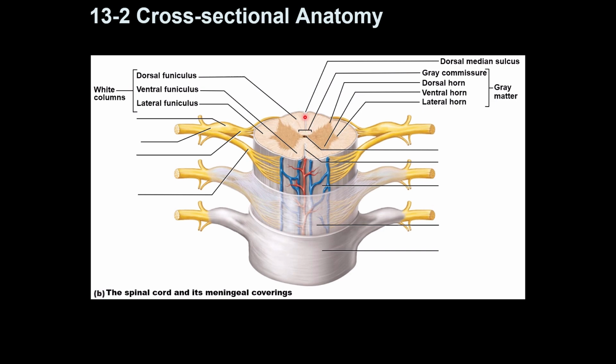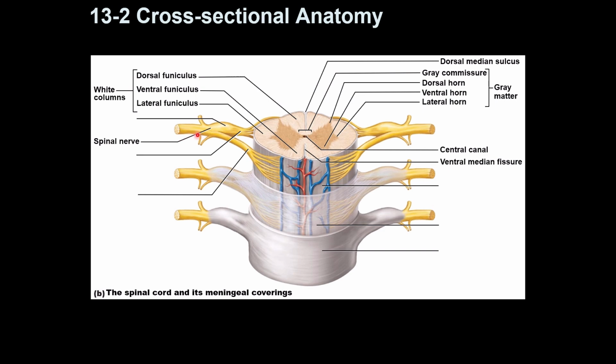This area that you can see is called the dorsal median sulcus. This is a separation of the two sides of the spinal cord, and this is the ventral median fissure. A fissure is a little bit more open than a sulcus. And the central canal is a long cavity that contains CSF and is located in the middle of the spinal cord.